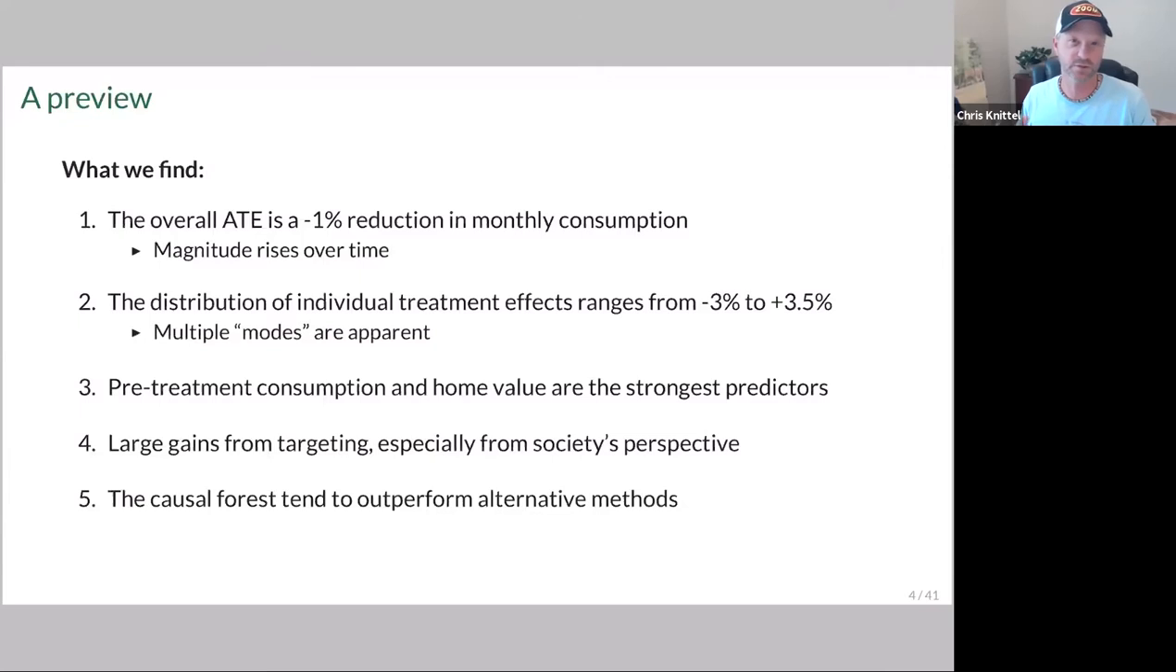But from society's perspective, this is a pretty marginal treatment. So there's a large share of households for which you wouldn't want to send it because it's not worth the marginal cost of sending it. And now finally, we find that the causal forests do tend to outperform alternative regression-based or lasso-based methods, although, to be honest, we haven't put standard errors on that statement yet.